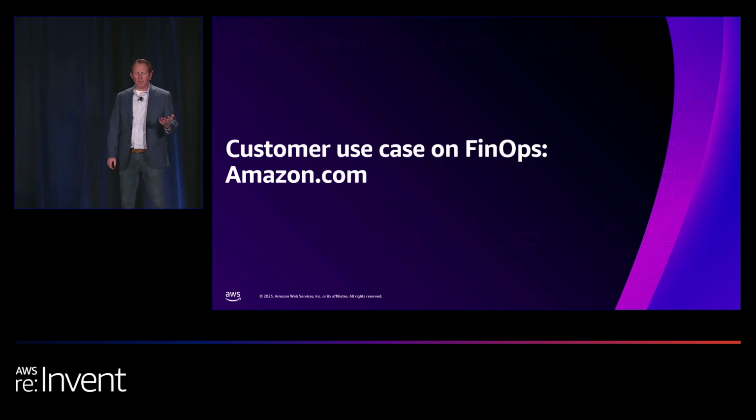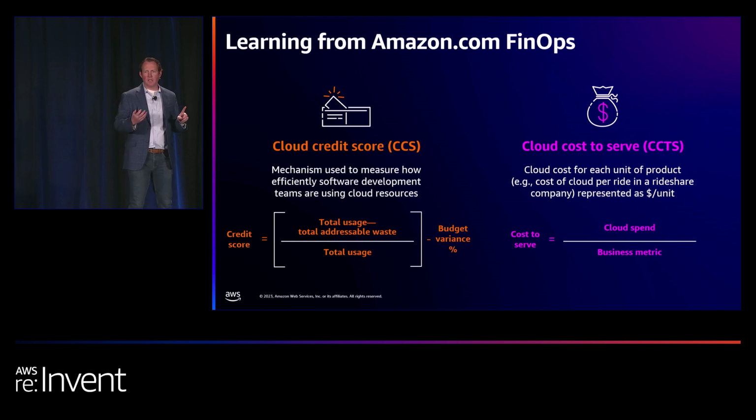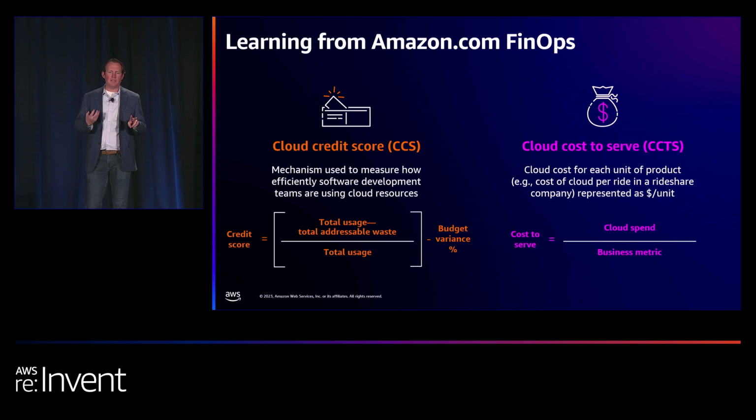Specifically, there's two key elements of how Amazon.com manages their cloud spend. One is this thing called a cloud credit score. For those in the US, think of it like a FICO score. You have certain abilities to do certain things based on your FICO score. The second is the cloud cost to serve, and this tends to get at some of the business metrics.